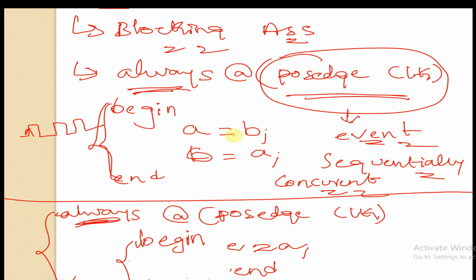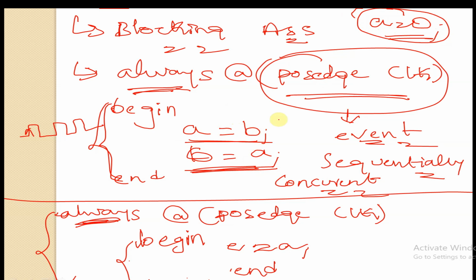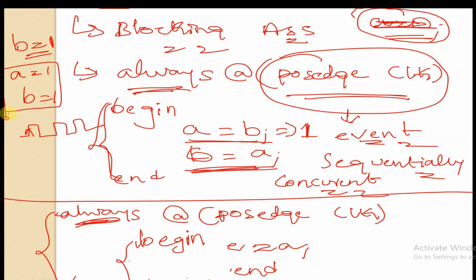Since it is a blocking assignment, the first statement will block the execution of the second statement. The execution of the second statement will start after the completion of the first statement. So when the assignment A = B gets completed, only then B = A gets started. For example, suppose we give B equal to 1. Then the value of A will become 1, and after completing the first statement, the second statement will get started. Since the value of A is 1, the value of B will also become 1. So the A value will become 1 and the B value will become 1.